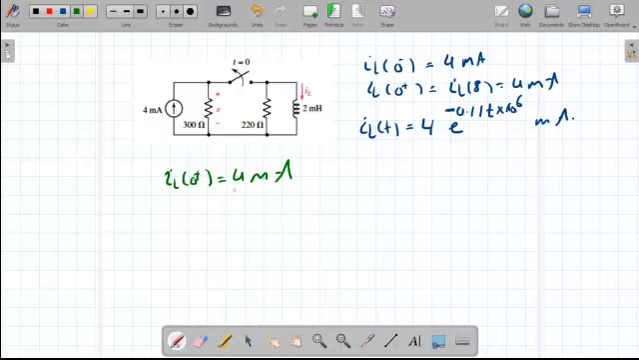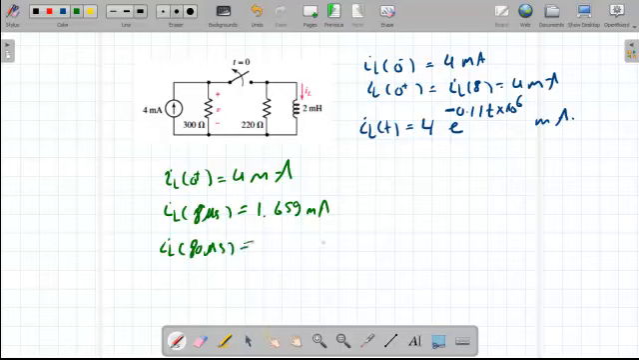So IL at 8 microsecond will equal 1.659 milliamp. IL at 80 microsecond will equal 6.029 times 10 to the power minus 7 amp.